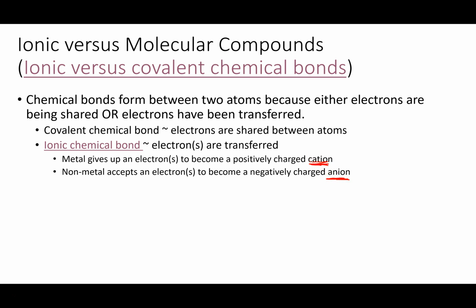The positive ion is called a cation. Anything positive is metals kicking off electrons, becoming positively charged. And the nonmetals taking in electrons become a negatively charged ion, which we call an anion. Once they have a different charge, they have this attraction for each other that we call an ionic bond.